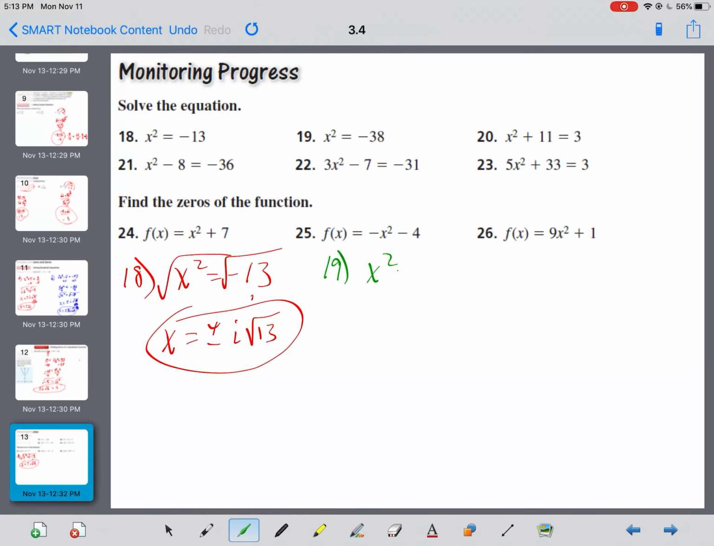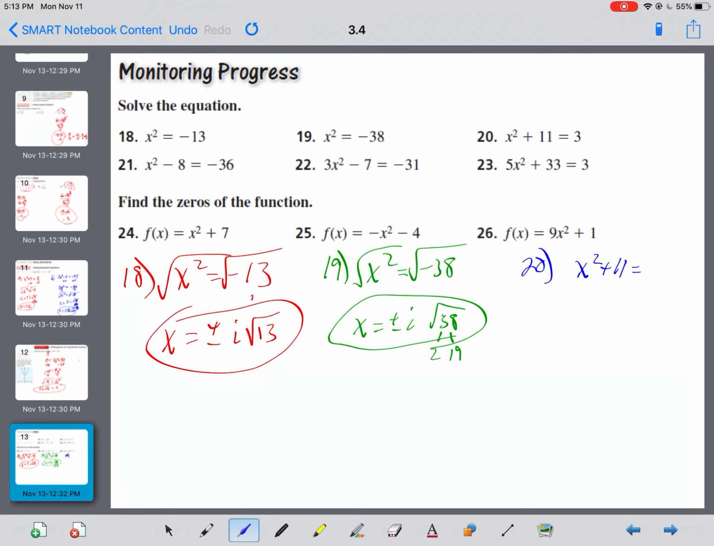Done. 19, x squared equals negative 38. Square root both sides. X equals plus or minus i square root of 38. Let's break it: 2 times 19. And those are prime, so I didn't even need that. It's going to be right back there.